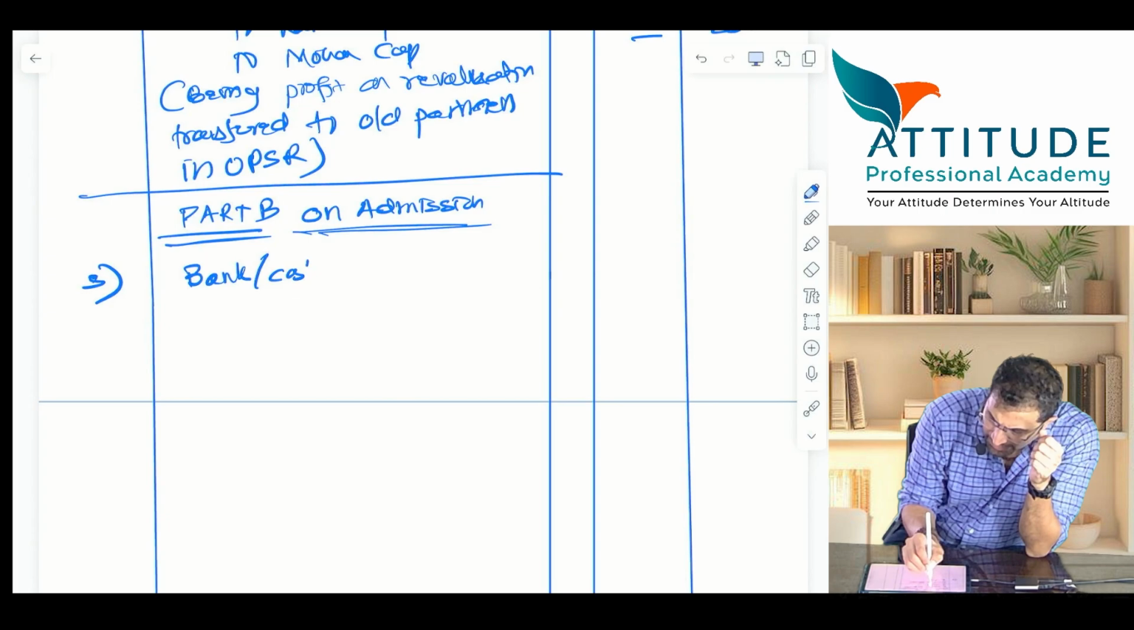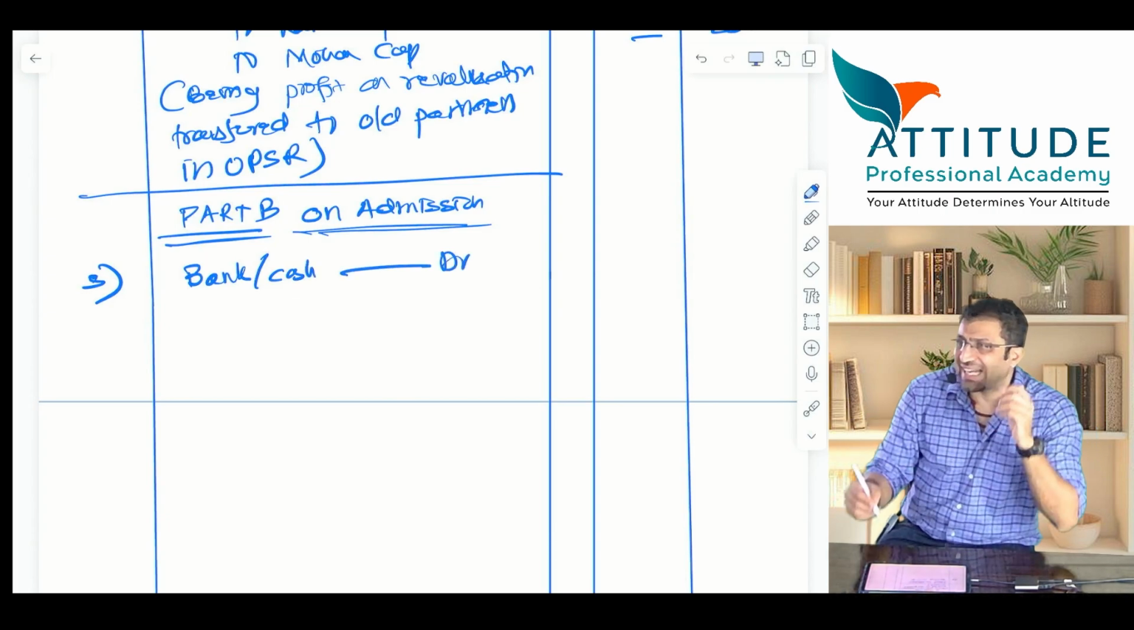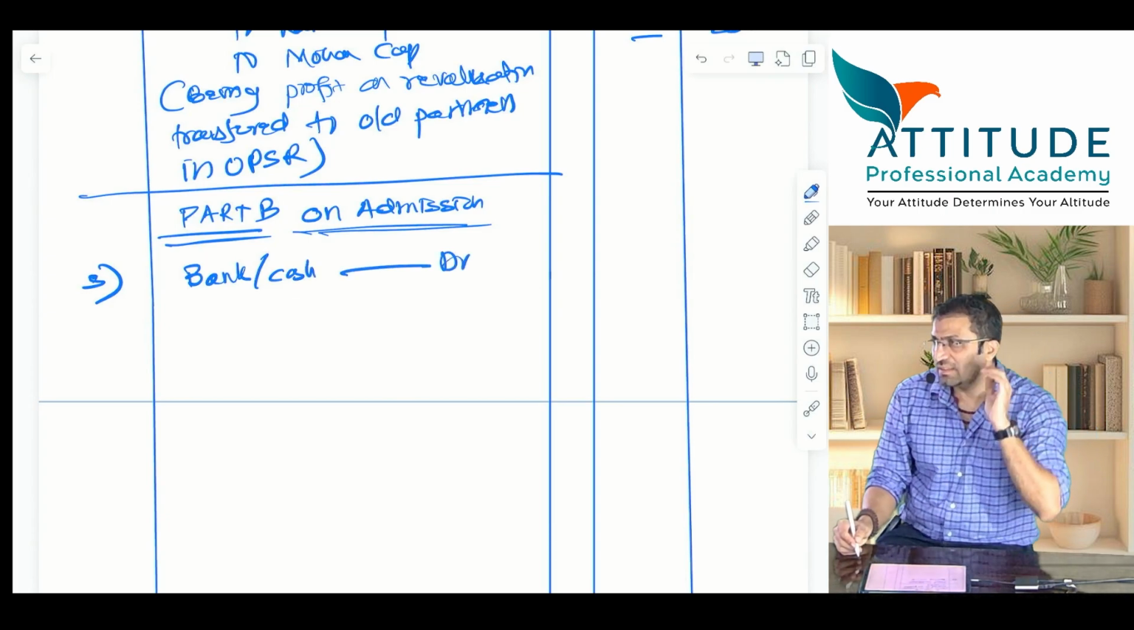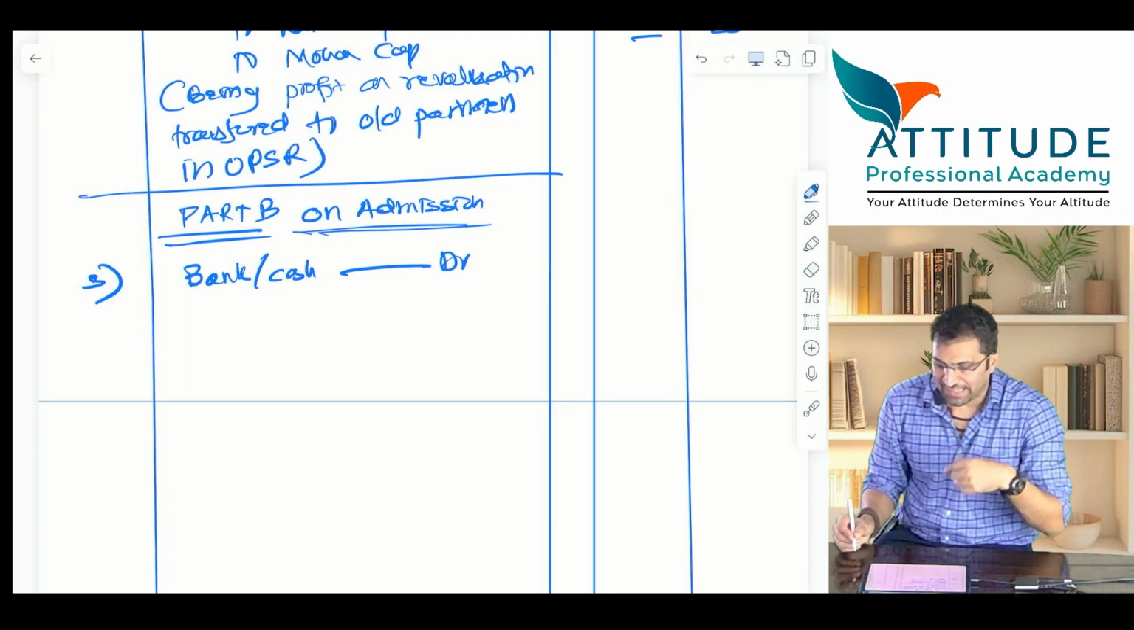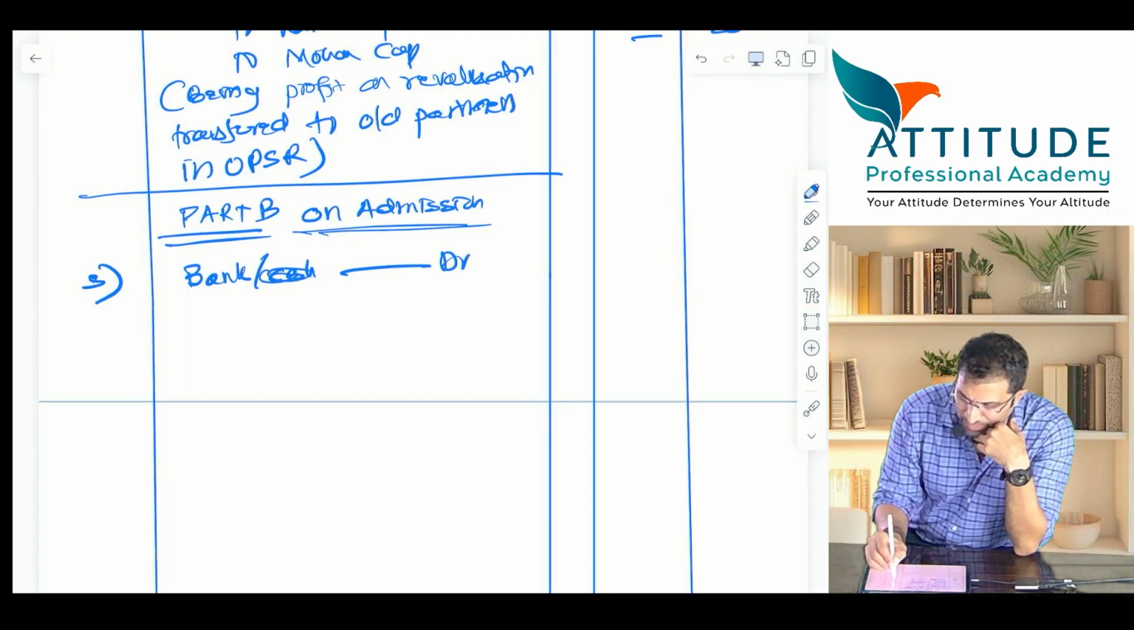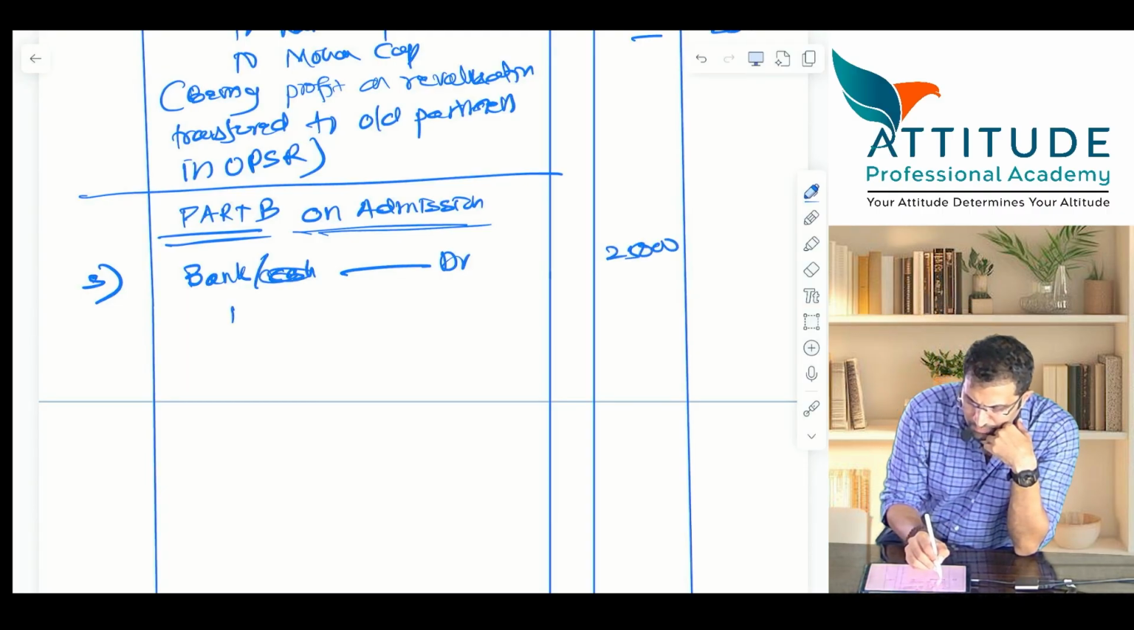बैंक और कैश डेबिट. ओल्ड बैलेंस शीट में क्या है? देखो कैश बैलेंस है. ओल्ड बैलेंस शीट में बैंक है, देन ओनली बैंक. We'll put it as bank. Bank 25,000 to Sham's capital.